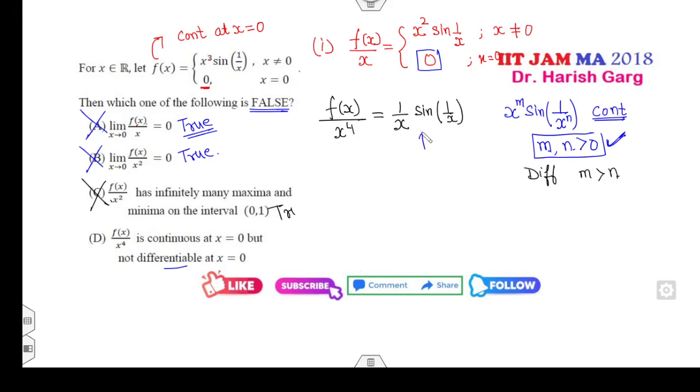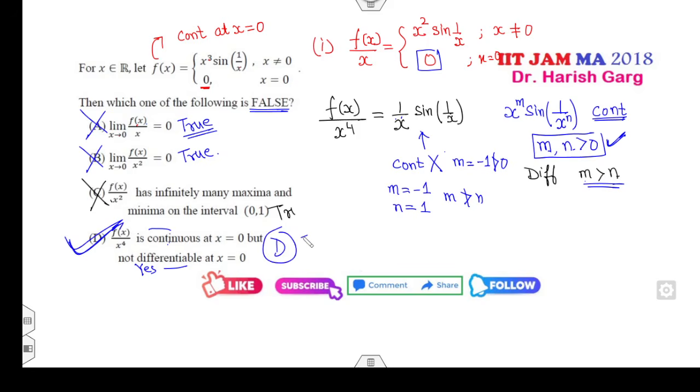Is this function continuous? No, because what is the m? m is my minus 1, which is not greater than 0. Is this function differentiable? No. Why? Because m is my minus 1, n is my 1. This relation is not satisfied. So that function is continuous: wrong. Not differentiable, yes, but that statement is my false. Therefore, the D option is the correct answer of the problem.